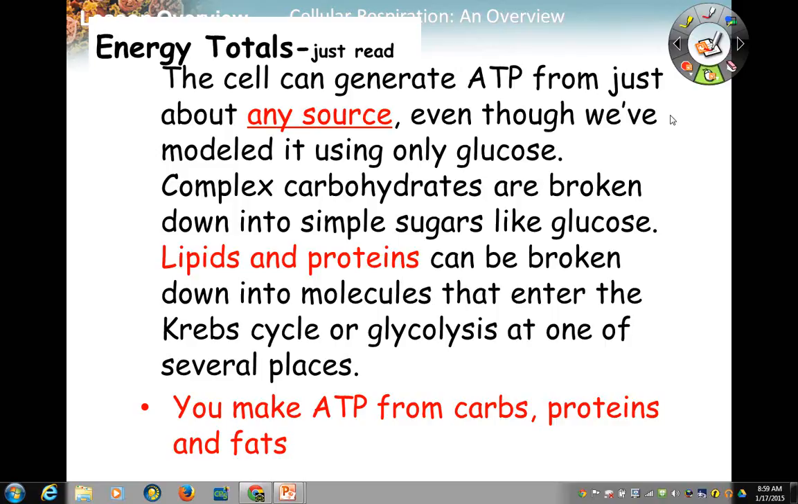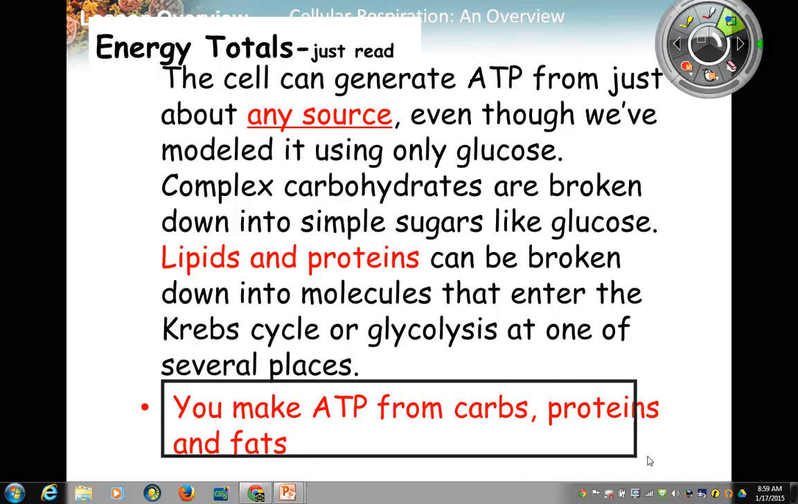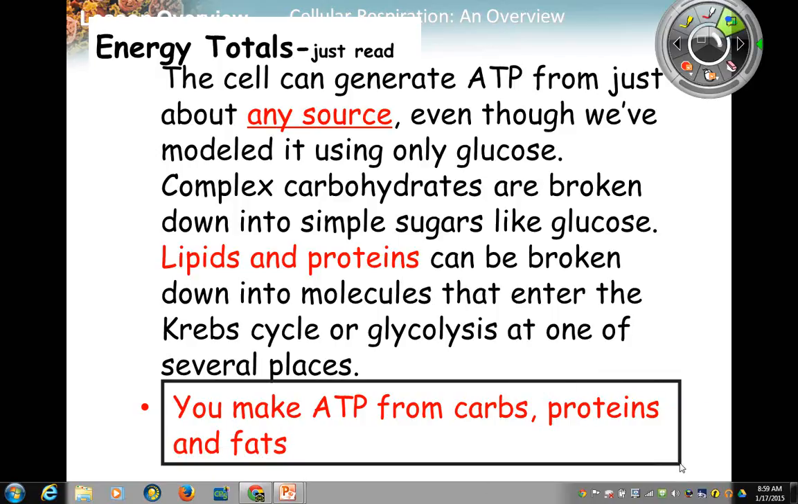Energy totals. The cell can generate ATP from just about any source. Even though we've modeled it using glucose, complex carbohydrates are broken down into simple sugars like glucose. Lipids and proteins can be broken down into molecules that enter the Krebs cycle or glycolysis at one of several places. You make ATP from carbs, proteins, and fats. So what we're noticing here is that you can make energy from everything you eat. It just enters cellular respiration in different spots.